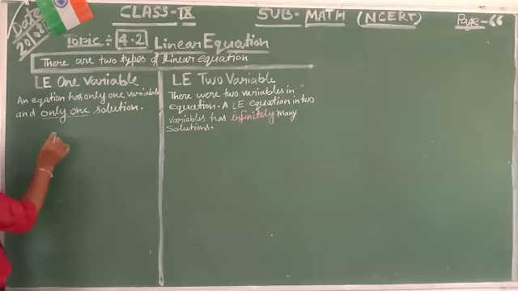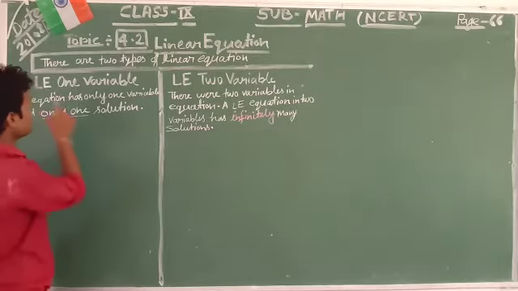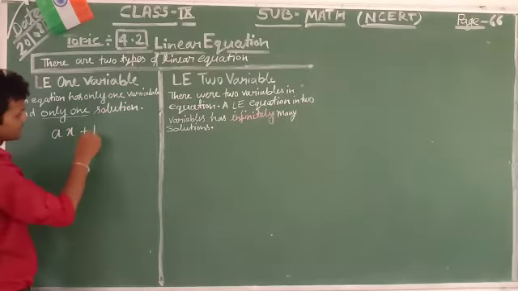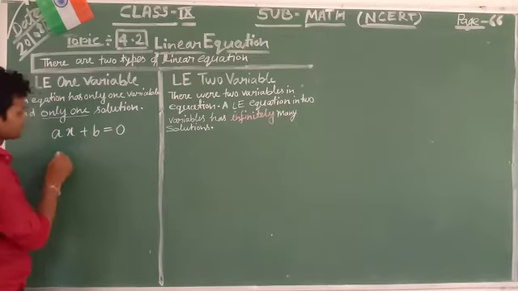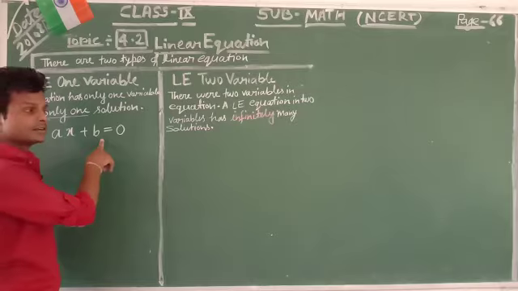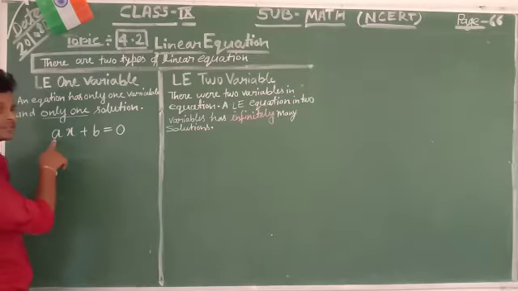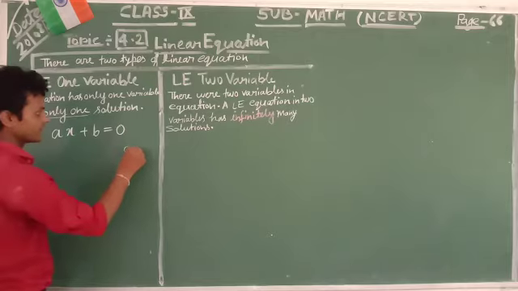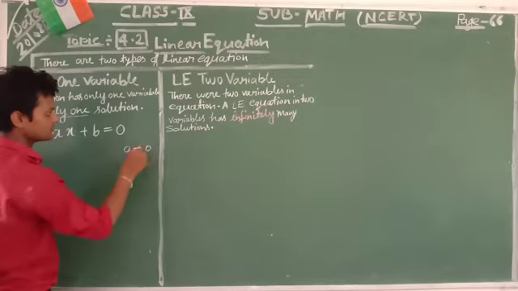Okay, first I write here the standard form of a linear equation in one variable: ax plus b is equal to 0, where a is the coefficient of x and b is a constant, a and b are real numbers, where a does not equal 0.